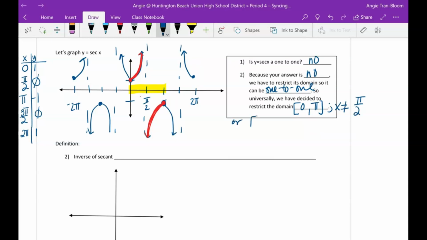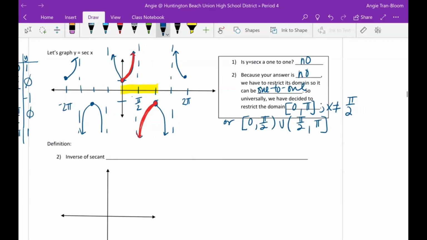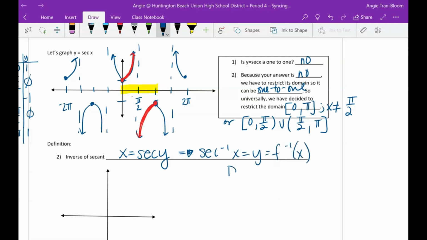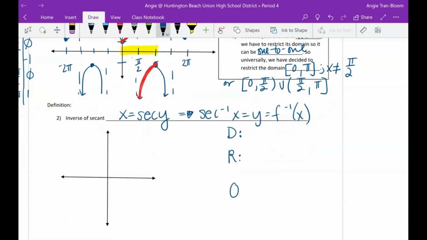Now another way of writing that is interval notation: 0 to pi over 2, take a break, pi over 2 all the way to pi. So let's go and define the inverse of secant. For the inverse of secant, we're going to start by switching x and y. So x equals secant of y. By definition, I have to solve for y, so now I'm going to compose both sides by secant inverse. That means secant inverse of x equals y, which is really notation for the inverse, f to the negative 1 power. We are now going to state the domain and range of secant inverse, and then we're going to talk about the quadrants.